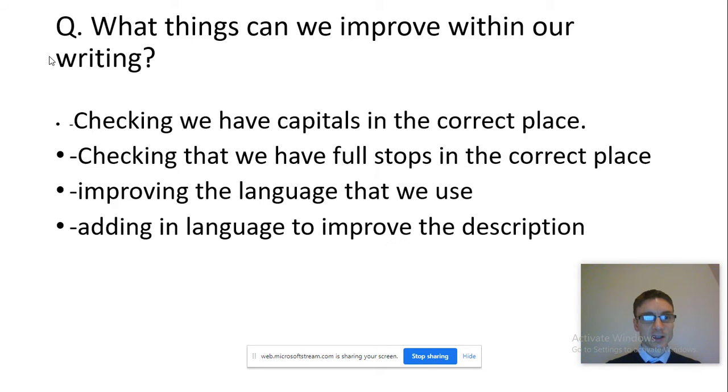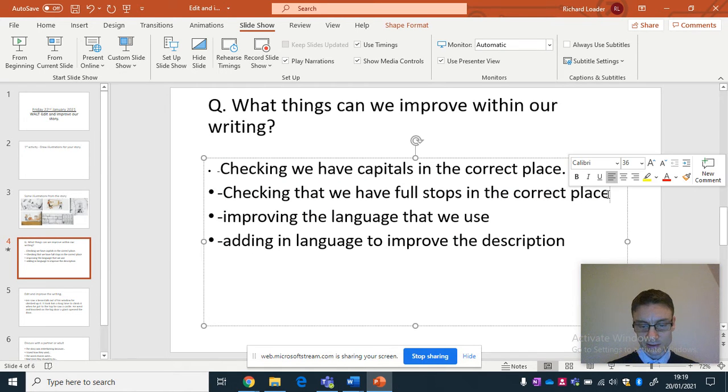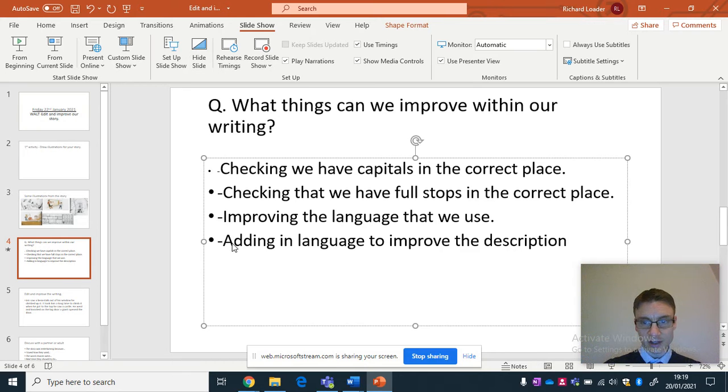Okay, so these are some of the things. Checking we have capitals in the correct place. Checking that we have full stops in the correct place. That's a bit of a funny thing there, isn't there? Because there isn't a full stop at the end. Improving the language that we use. So could we add in more adjectives, adding in language to improve the description? Again, it links to adjectives, doesn't it?